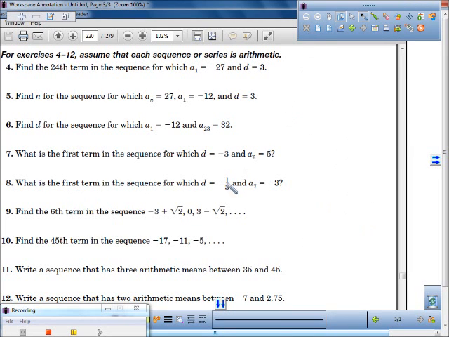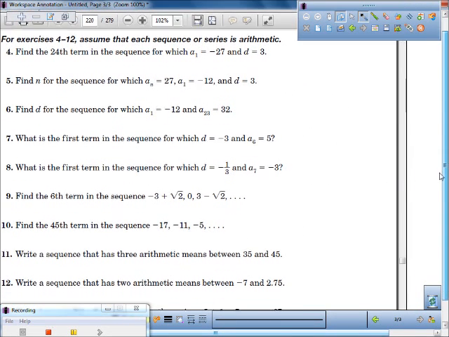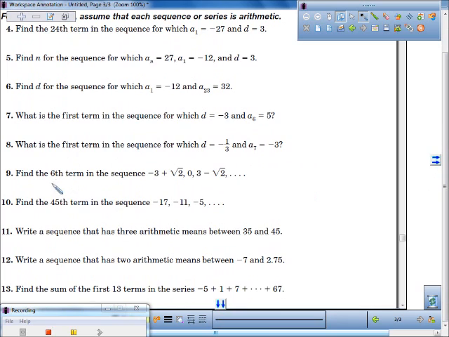Okay, in problem number 9, we're told to find the 6th term in the sequence. Now we have negative 3 plus square root of 2, 0, 3 minus square root of 2. So what we have to do is find the common difference. For this one I'm going to need a little bit more room, so I'm going to go to a different sheet of paper and then we'll come back to this.